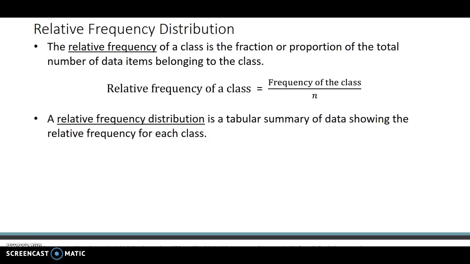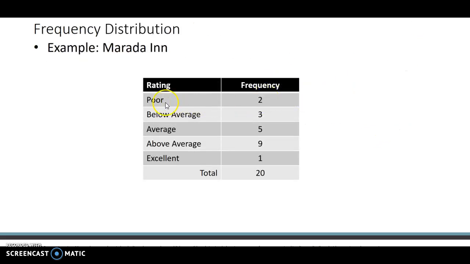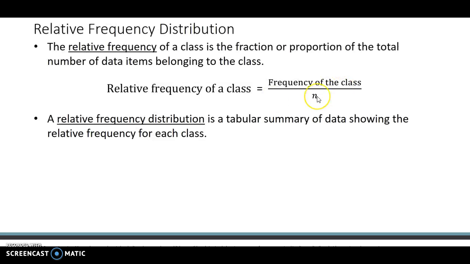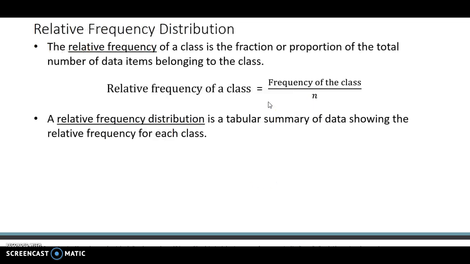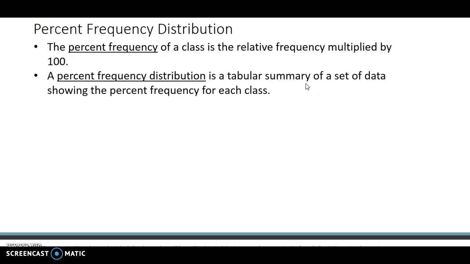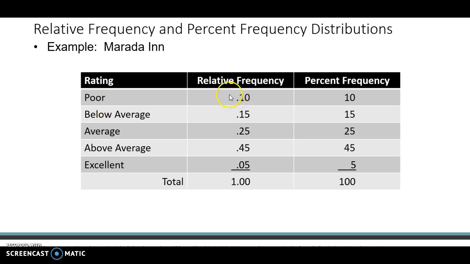The next thing we're going to look at is relative frequency distribution. This is a decimal. You take the frequency of the class. So for poor, the frequency of that class was 2. And you divide it by the number of observations in this sample, in this case, 20 observations. We asked 20 people. 2 of those 20 people responded poor. A relative frequency distribution is a tabular summary of the data showing the relative frequency of each class. So we do this calculation for each class and we record it. 2 divided by 20 is 0.1.